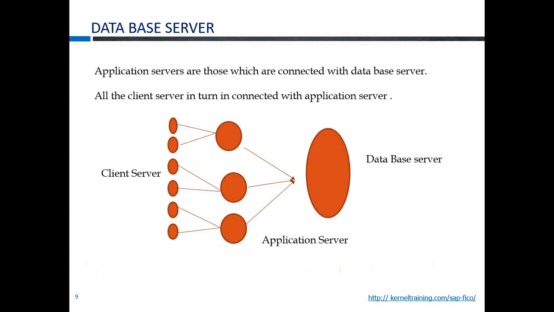So a combination of 2 or 3 client servers is connected with an application server, and you have 3 or 4 or 5 application servers, and all these application servers are connected with the database server. It's quite straightforward: you have a hub called the database server, and it distributes to the application servers, which are more than the database server, like 1 or 2 or 3, and these application servers are again used as a hub for all your client servers. So this is the structure of SAP.